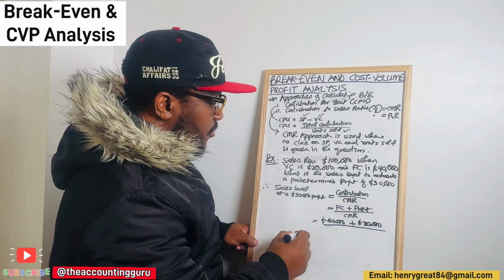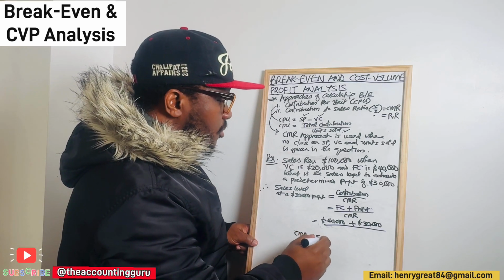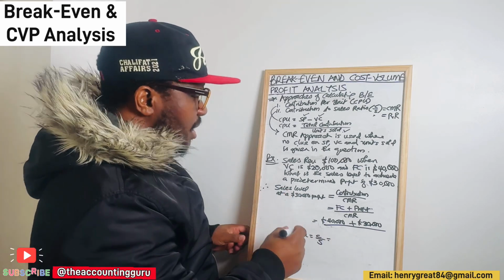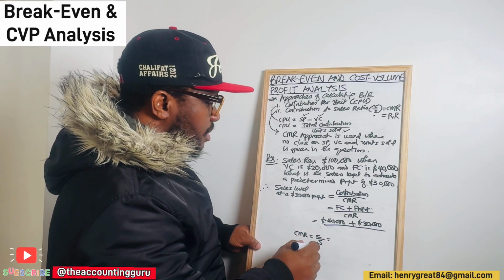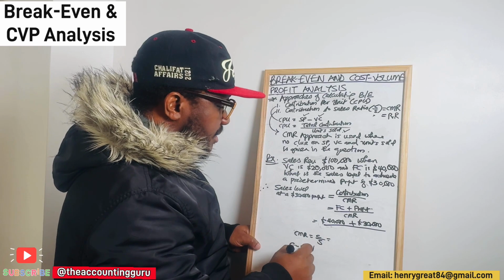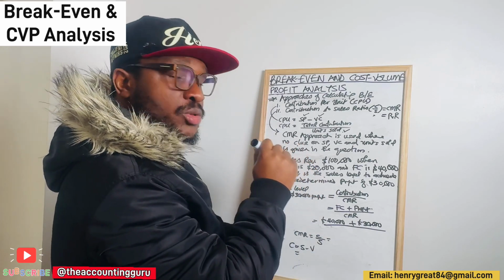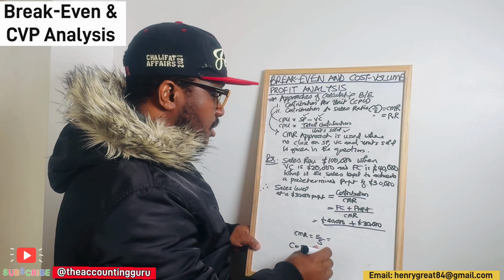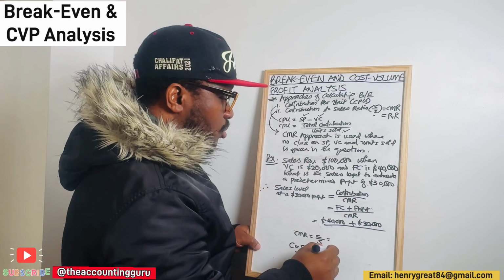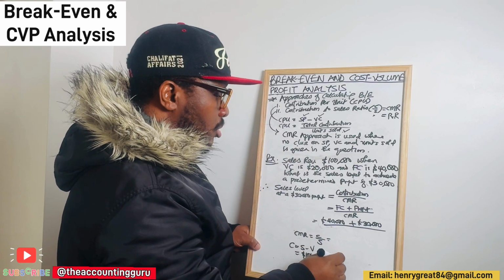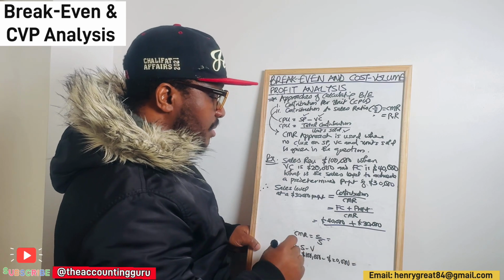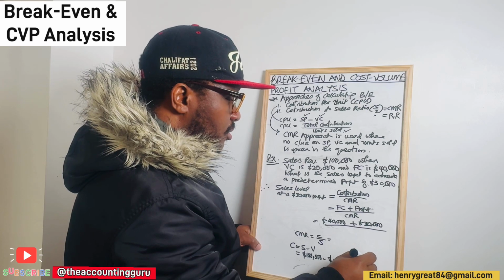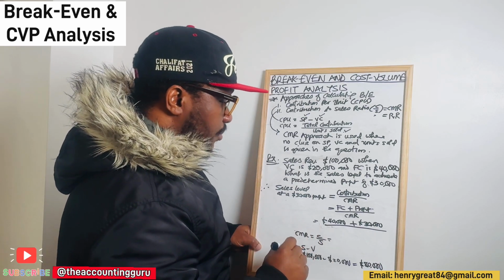What is the CMR? Don't forget, CMR is the ratio of contribution to sales. Now you can get your contribution. Contribution is sales minus variable cost. The current sales is $100,000, and the current variable cost is $20,000. So the total contribution is 100 minus 20, which gives $80,000. I hope this is clear.